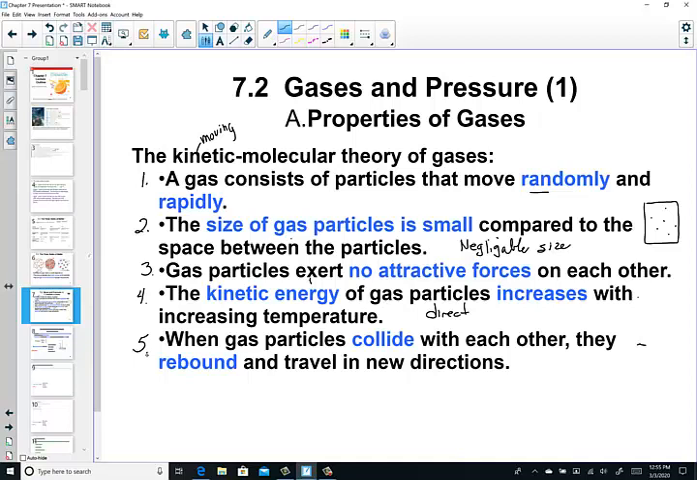And our fifth assumption: when gas particles collide with one another, they simply rebound and travel in new directions. There is no net loss of energy. Even though anytime two objects collide there could be a little bit of friction, this is just an elastic collision.